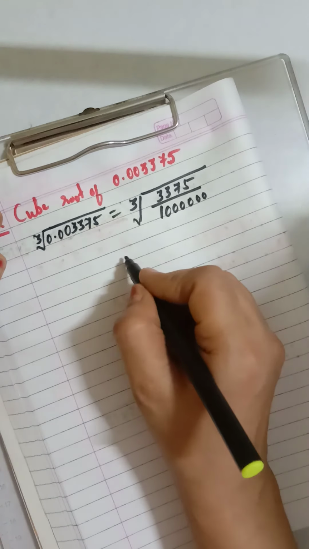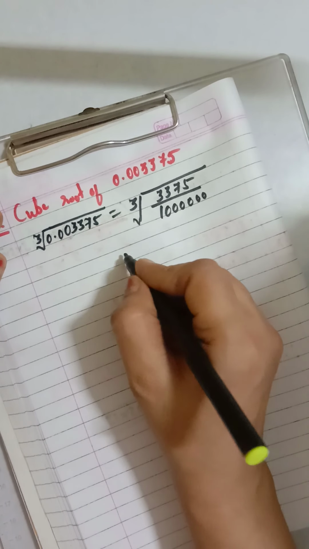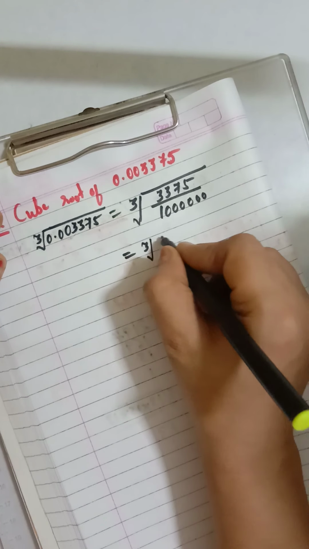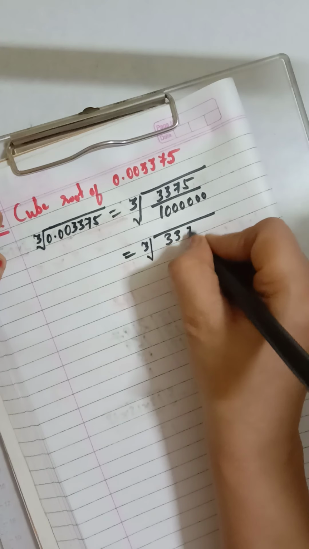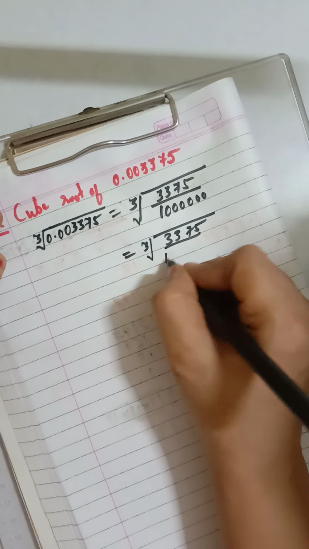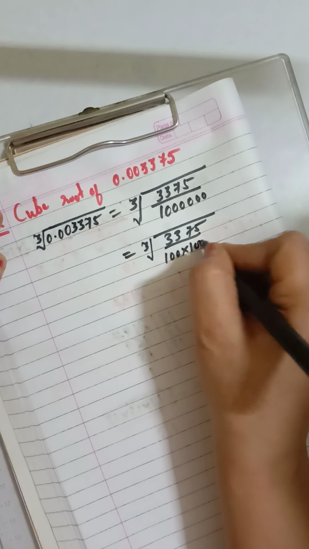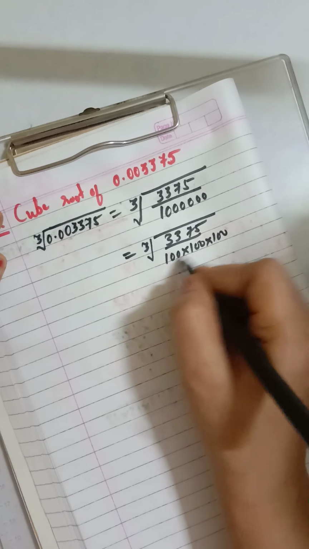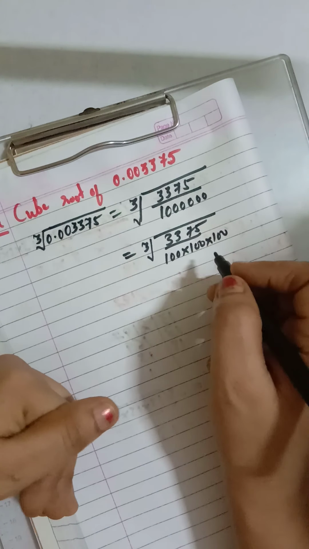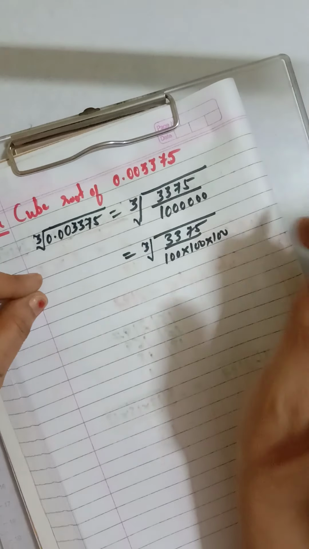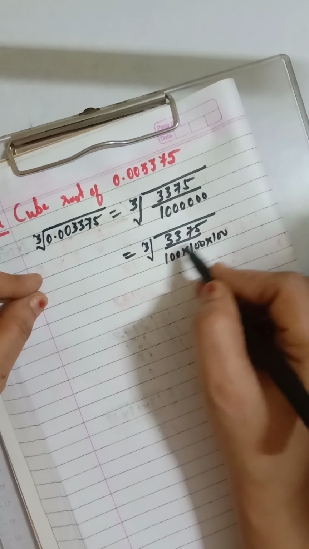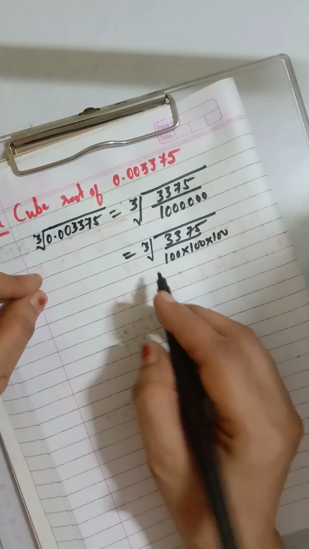Clear children? Now what we will do, this can be written as the cube root of 3375 upon 100 into 100 into 100. So when you're finding the cube root, directly 100 comes out. So the denominator you don't have to factorize. The only one we need to factorize is the numerator. So let us factorize the numerator.